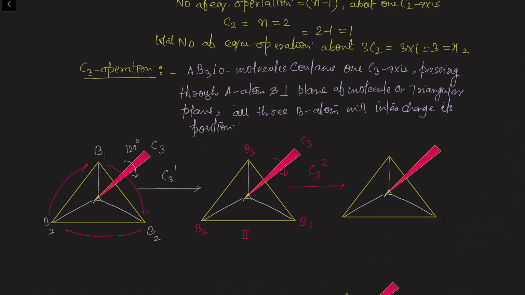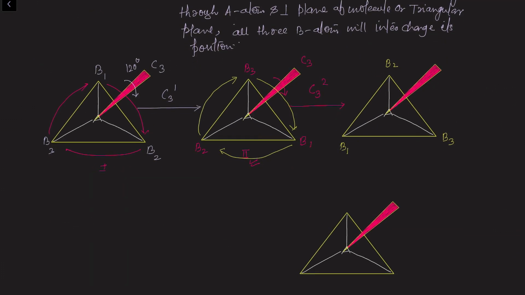This is structure 1, this is structure second, this is structure 1. Now after performing the C3 operation the second time, what will happen? Again all three B atoms will interchange their positions in the same way. So after this interchange, what is the new position of all the atoms? This is B3, this is B1, this is B2, right? Now again perform one more C3 operation in this structure number 3. This is C3 rotation by 120 degrees, so this is C3 the third time.